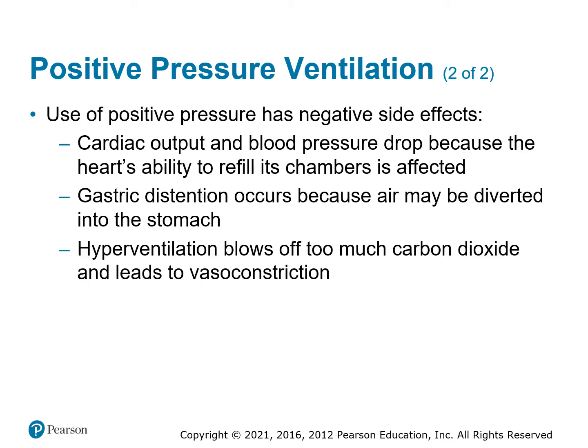When using positive pressure, we need to make sure that we are using it appropriately. Cardiac output and blood pressure can sometimes drop because the heart's ability to refill has also been affected. If we are not ventilating the patient properly by squeezing the bag too hard or too fast, we can have issues such as gastric distension, where the air is actually going into the esophagus and down into the stomach instead of the trachea to the lungs. And hyperventilation, or squeezing too fast again, will blow off too much carbon dioxide. This can lead to issues with vasoconstriction and hypocapnia.